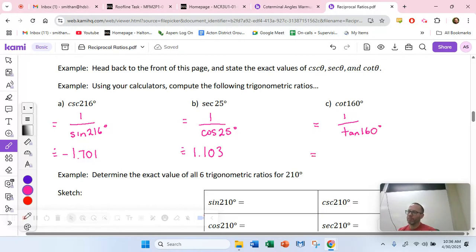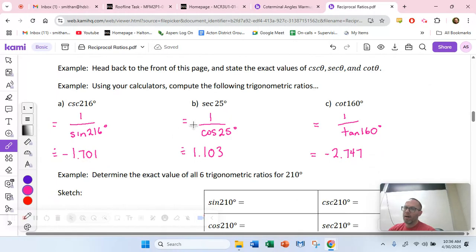why they're introduced now. So the cotangent of 160 is just whatever 1 divided by the tan of 160 is. It's just a flip. So we're doing a bunch of exercises here, getting used to flipping for our reciprocal ratios. Did you guys get that as well? Negative 2.747, about that.